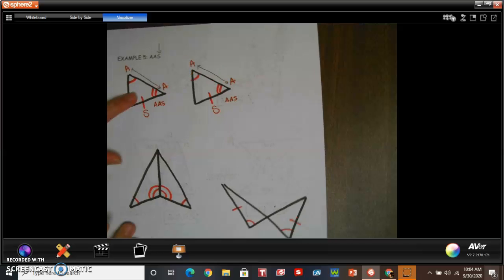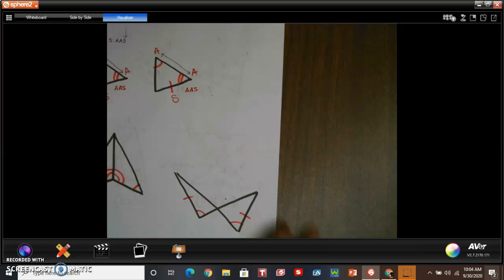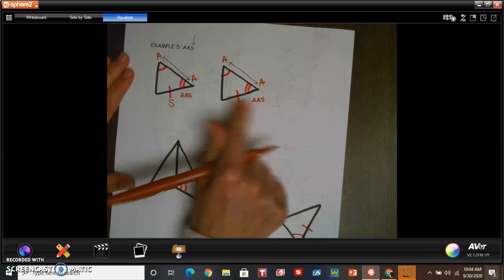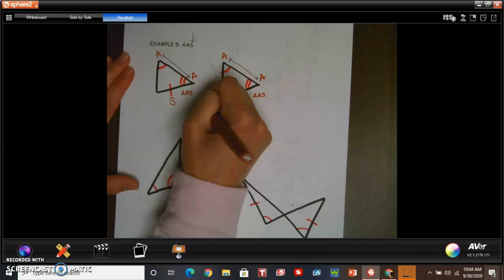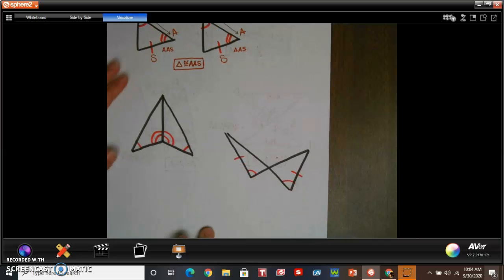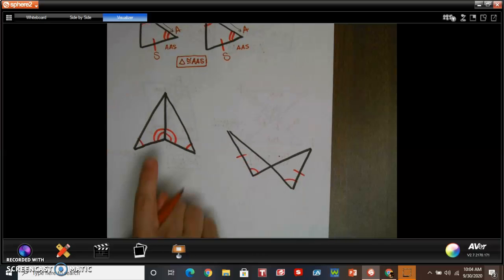See the difference between seeing if the side is in between on this one and noticing the side is in between on this one? That's the difference. So they match. So we can say that the triangles are congruent by angle, angle, side. All right, 2 more examples and then we are done, okay? So let's look at this one.